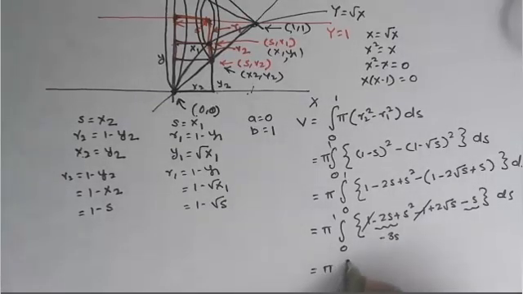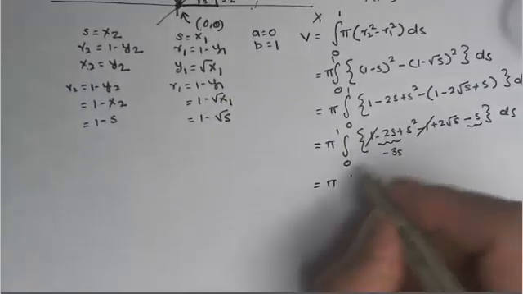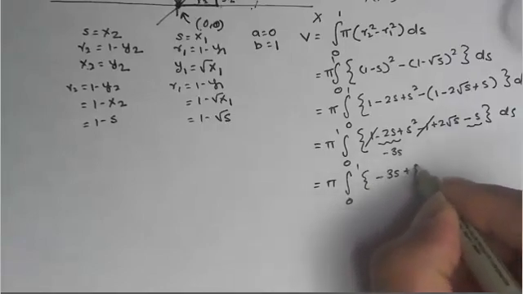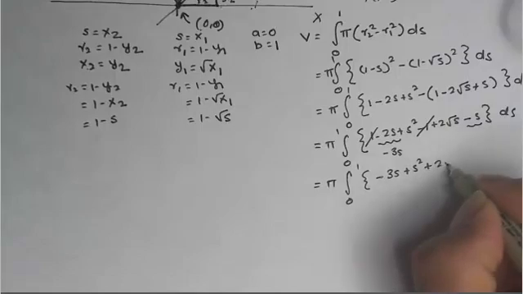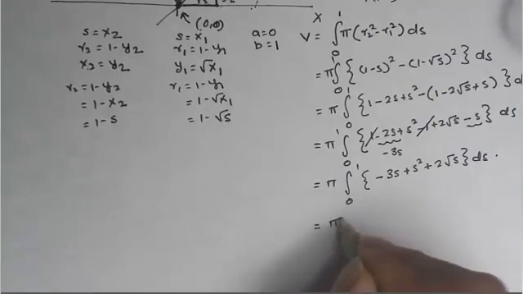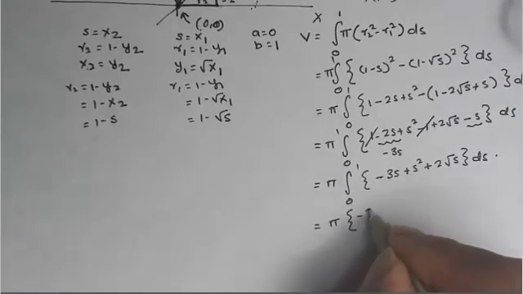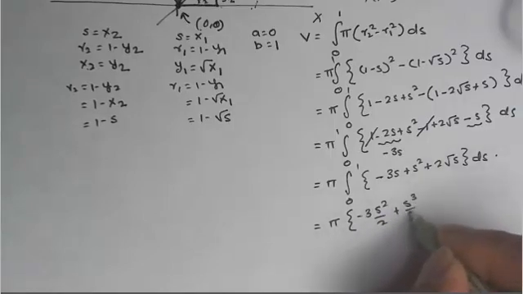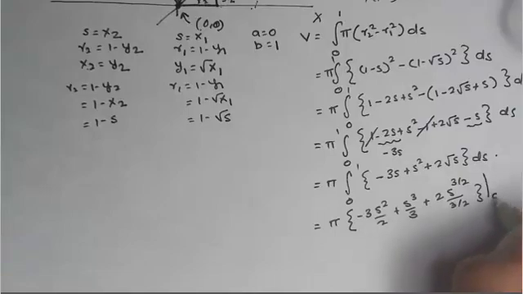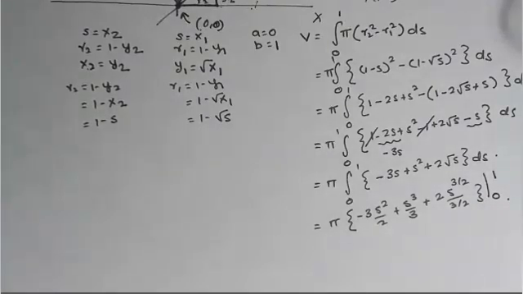So this is pi times the integral from 0 to 1 of minus 3s plus s squared plus 2 square root s ds. And that is, so minus 3s gives me minus 3s squared over 2, plus s cubed over 3 for s squared, plus 2 s raised to 3 over 2 divided by 3 over 2, evaluated between 0 and 1, and you calculate that, and that's your answer.